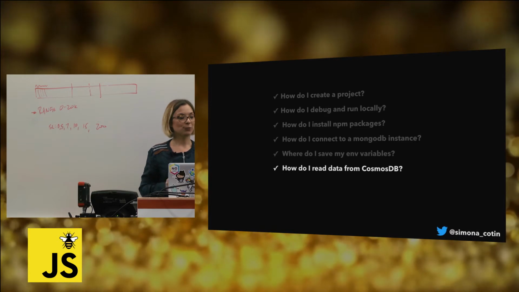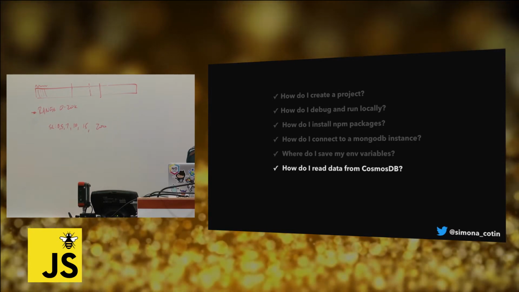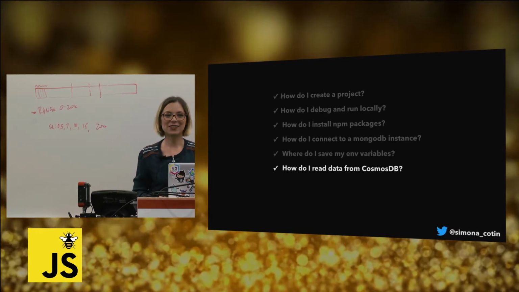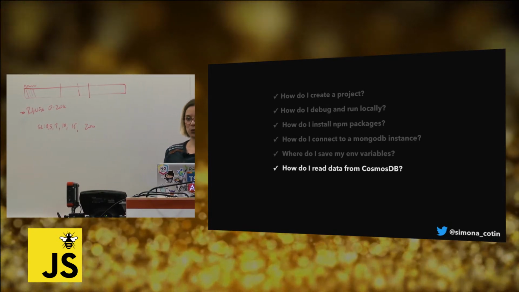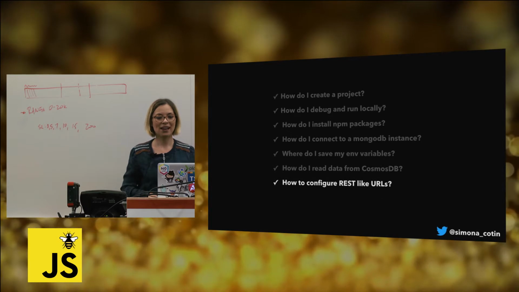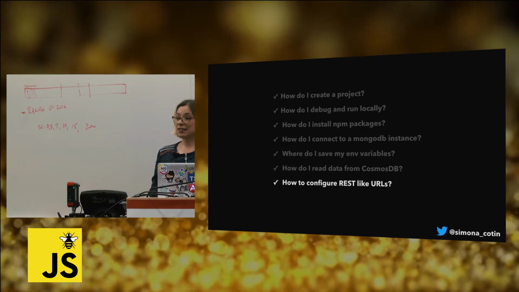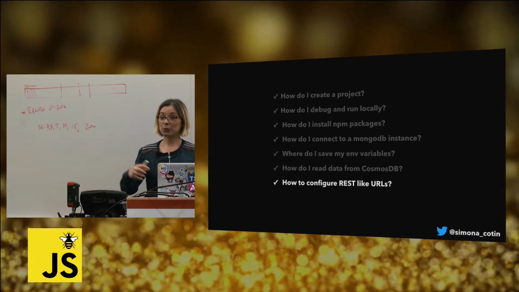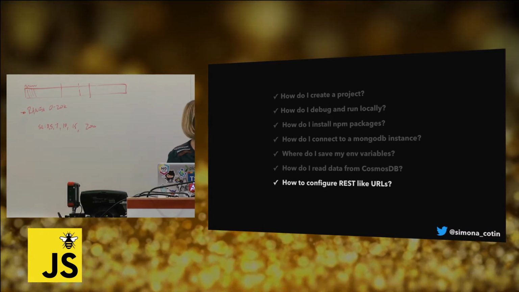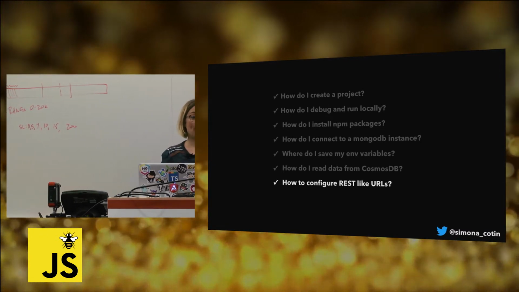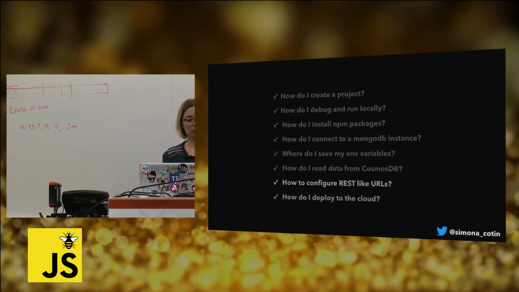How do I read data from Cosmos DB? This will make sense a bit later when I'll dive into details. Again, this is related to connecting to other resources or other data sources. How do I configure REST-like URLs? This is important when we're building an API, a web app. We want to make sure we know how to use that URL pattern that we're used to in our applications.